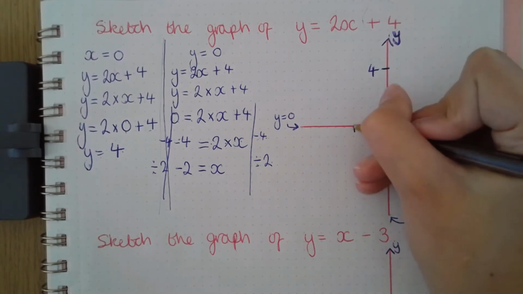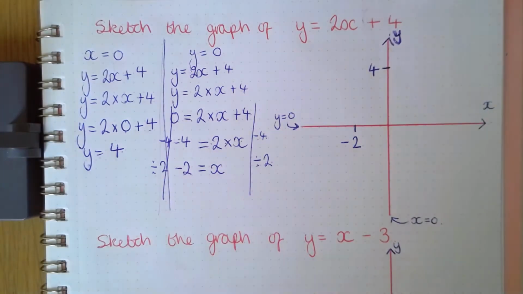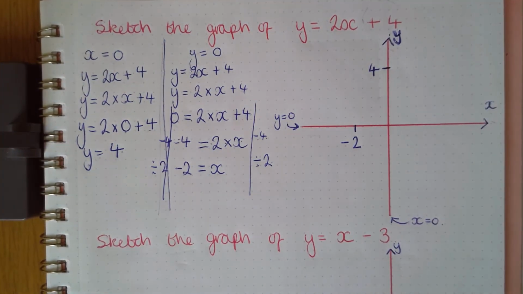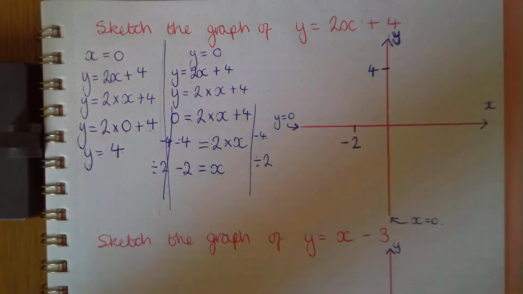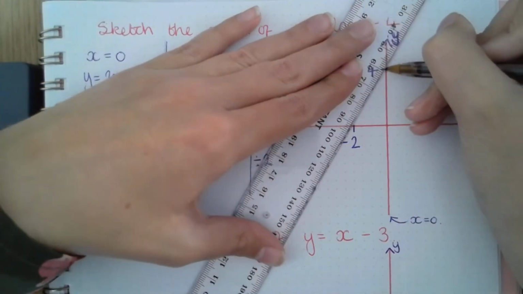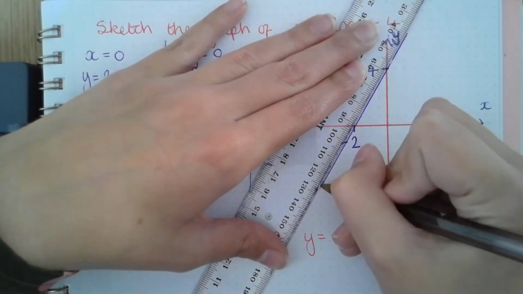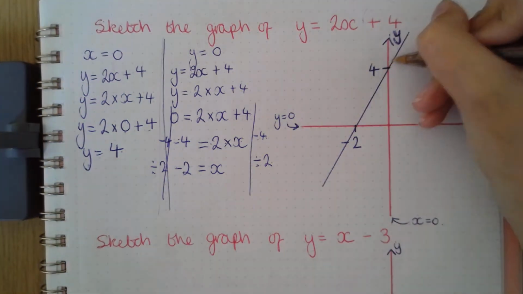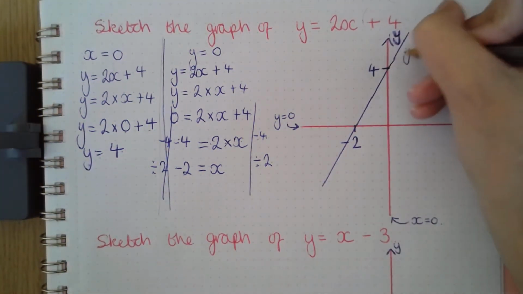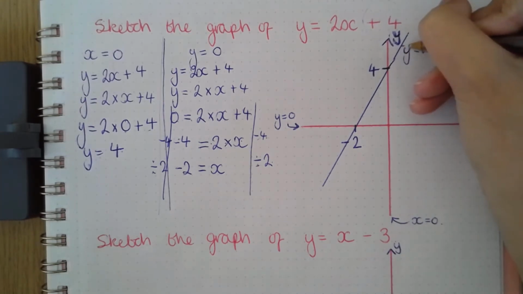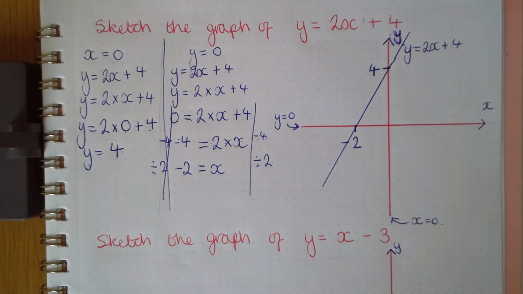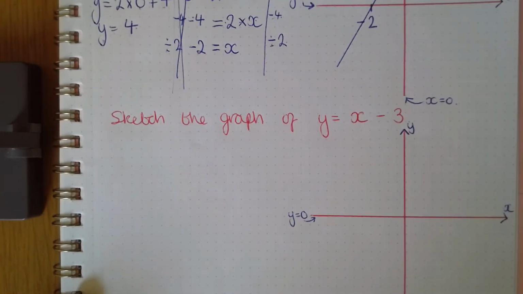So -2 is about here. If I want to sketch my graph, then I just draw the line all the way through. When I find a ruler, I draw the line all the way through, and if I want to, I can write y equals 2x plus 4, because that is the equation of that line. Okay, next one.